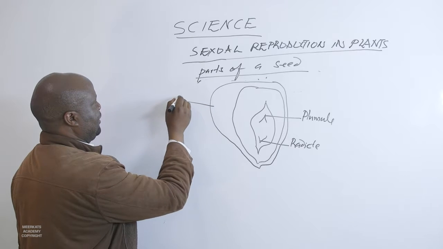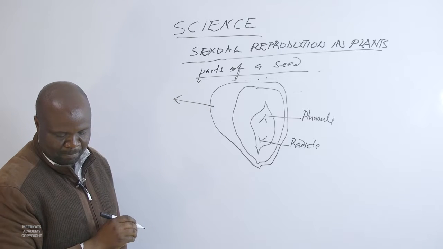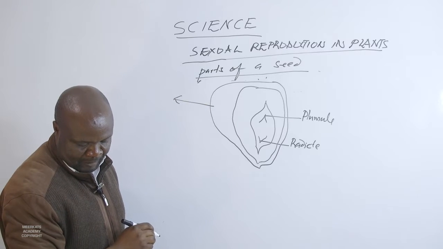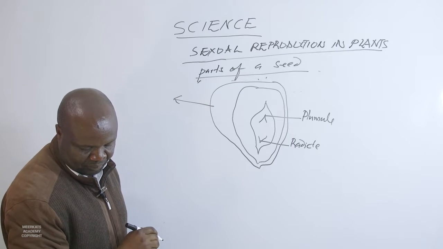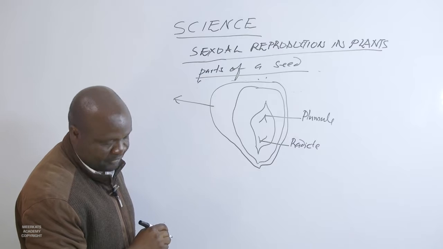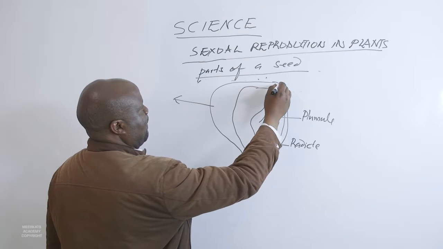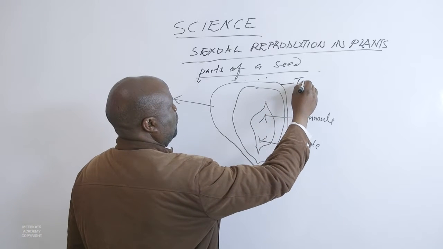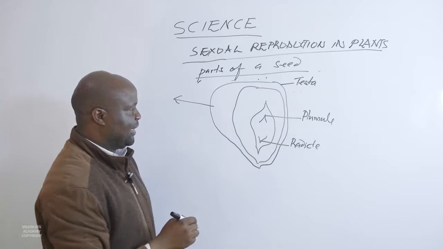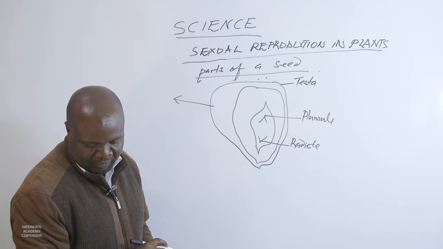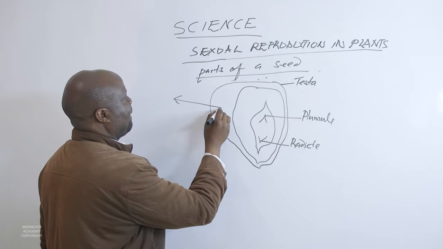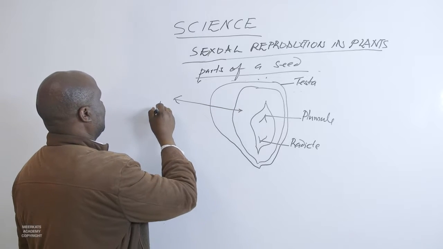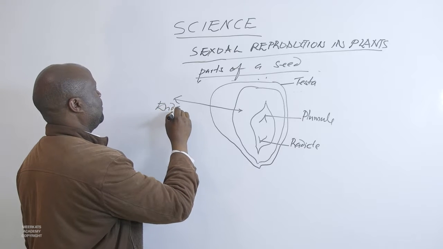We can have this larger part as, yes, we have the testa. Testa is the outer covering. Then we have the endosperm.